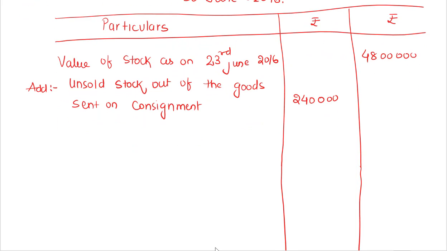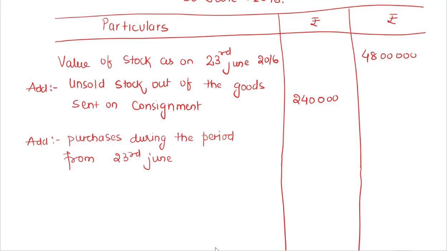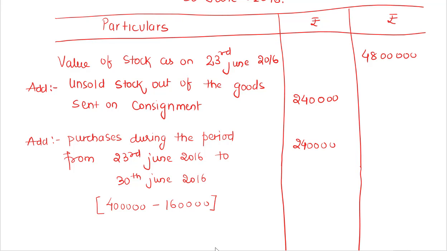Just write over here: add purchases during the period from 23rd June 2016 to 30th June 2016, 4 lakh minus 1,60,000 equals 2,40,000. I think it is clear to all of you.